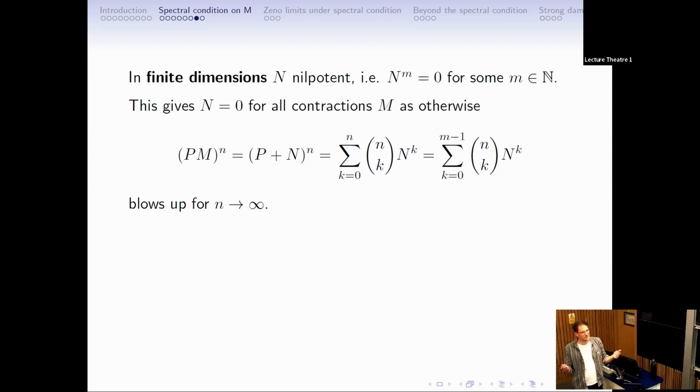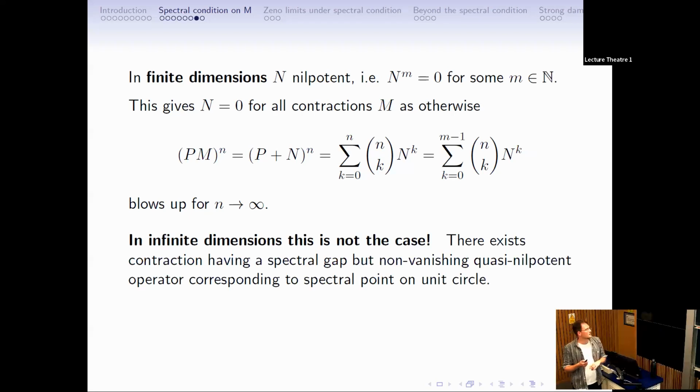But then you could still say the quasi-nilpotent operator might still be 0 by a different argument. But that's not the case. We found a counterexample. It's not a quantum channel, but it's connected to the Volterra operator on L2 of the interval. So there's a contraction which has a spectral gap but a non-vanishing quasi-nilpotent part. I won't write this down explicitly now, but if people are interested, I can talk you through it after the talk. But for channels, it's still an open question.